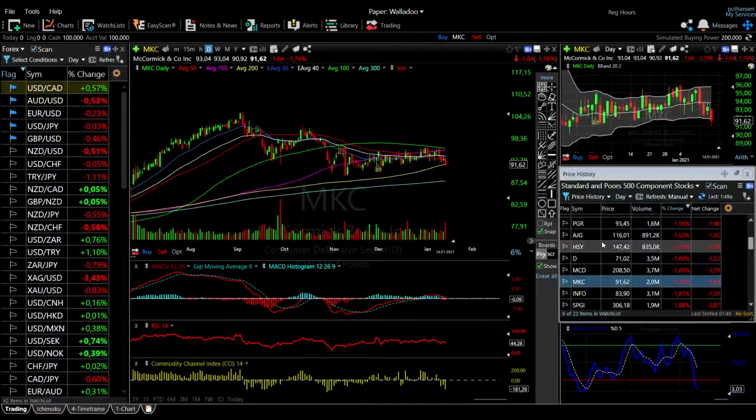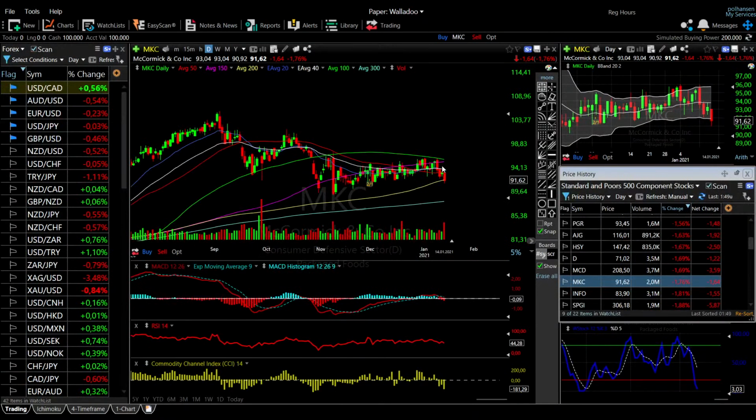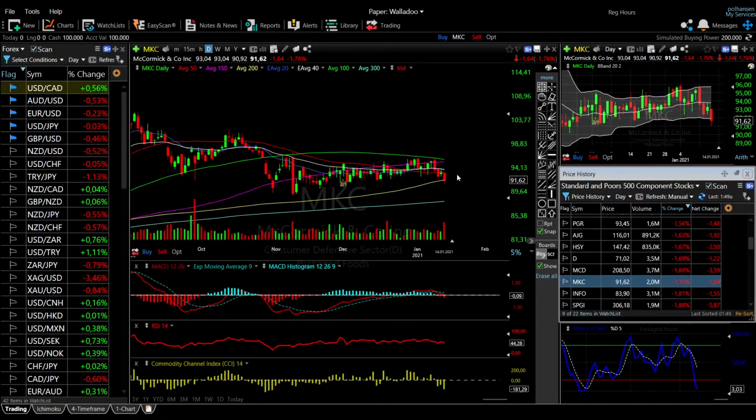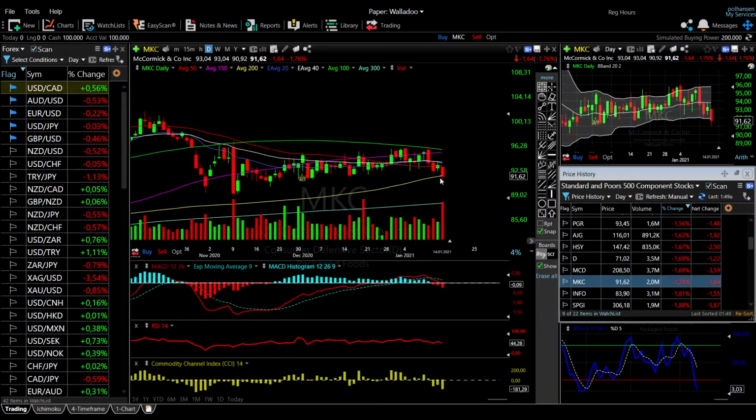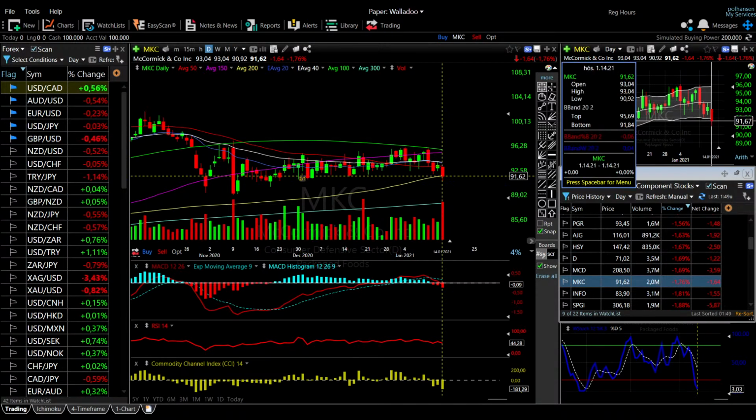Then we have MKC, and this is very similar. We are finding major support here at the 200 moving average. Sorry, we are way across the Bollinger Band, but pulled back quite aggressively. So in this case, I would guess that we will go from this point to the middle of the Bollinger Band, and that is roughly 2.4%.